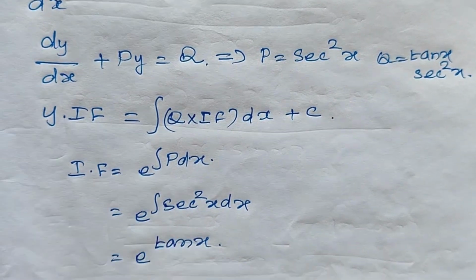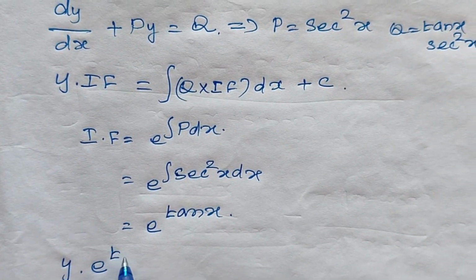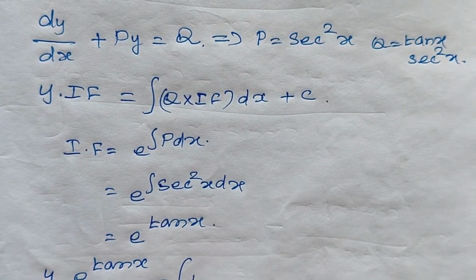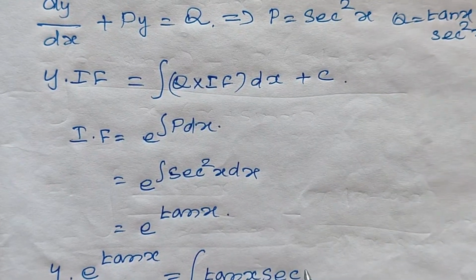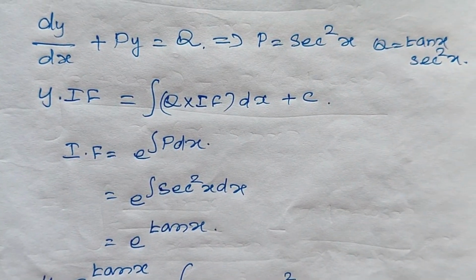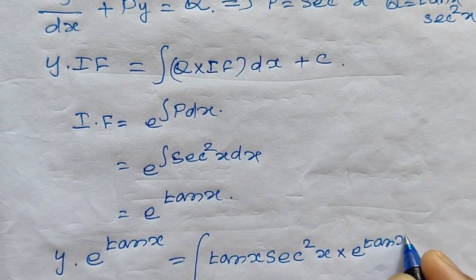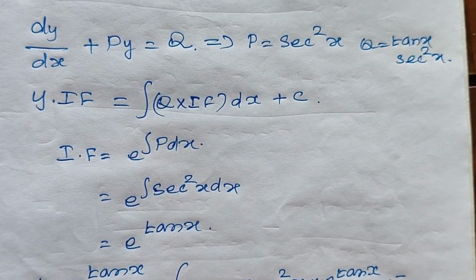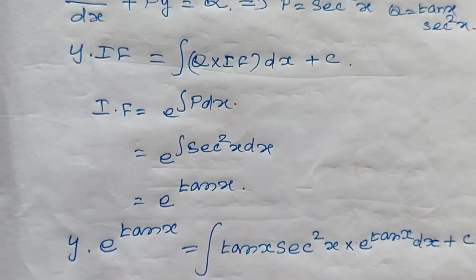So now you have to apply here: y into e power tan x equal to integral q, that is tan x secant square x, into the integrating factor e power tan x dx, plus c. This is the solution of this equation.